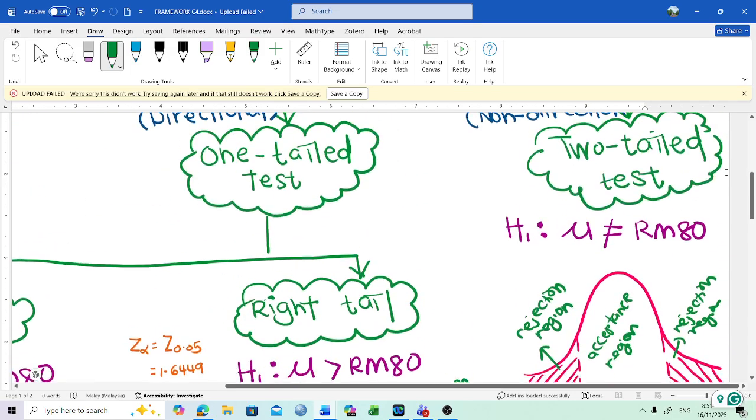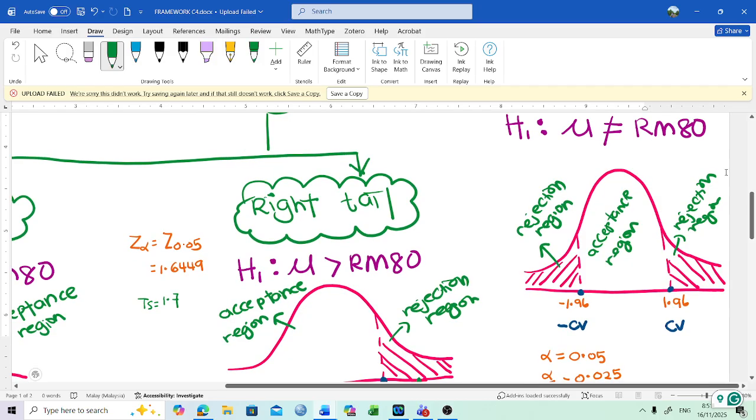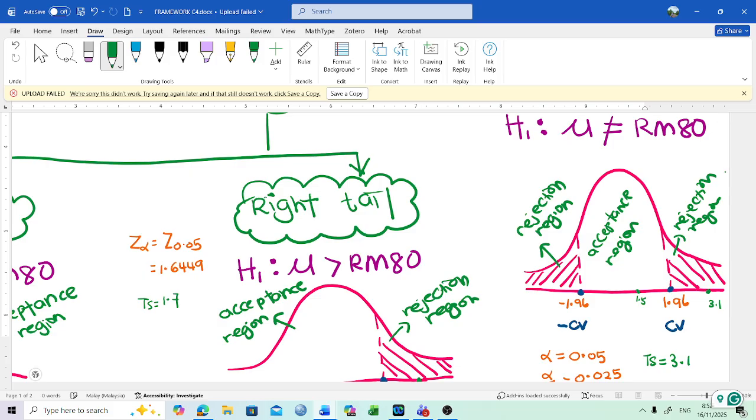For the two-tailed test, let's say that the test statistic, which you will calculate later, is equal to positive 3.1, for example. So it could be here, 3.1. Again, in the rejection region, it means reject the null hypothesis. But if you get, let's say, a test statistic equal to 1.5, 1.5 is here. So if it is 1.5, then your decision is to fail to reject the null hypothesis.